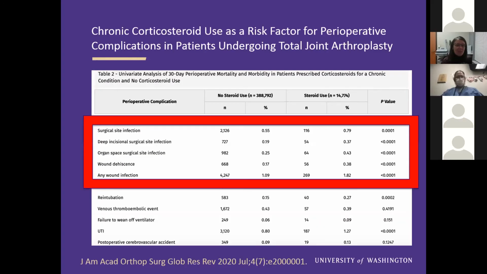This is a retrospective analysis of NSQIP data that used CPT codes to identify 403,000 total knee arthroplasty and total hip arthroplasty patients. So those ginormous numbers lead to very significant p-values. But you can see, as we all know, chronic corticosteroids increase the risk of all types of surgical infection.